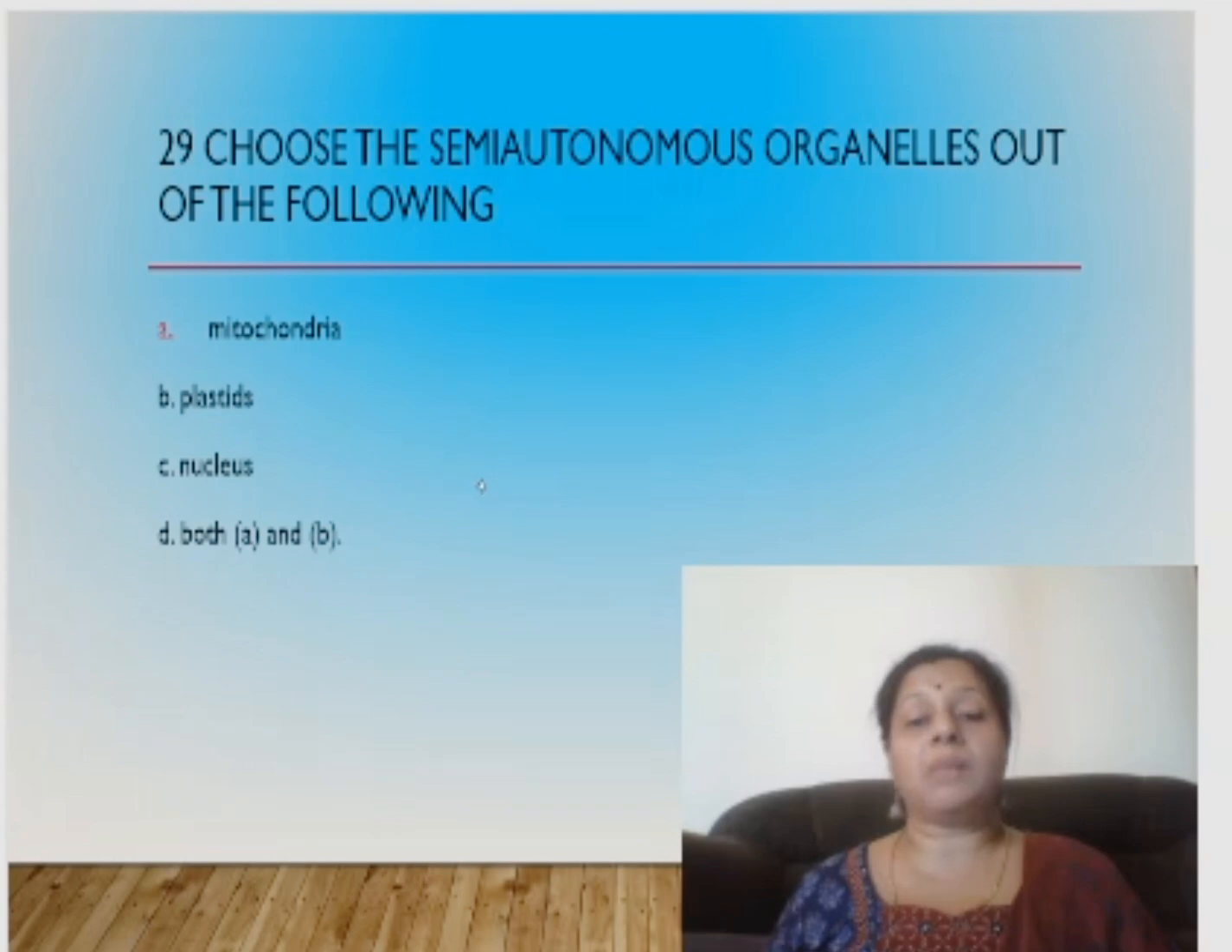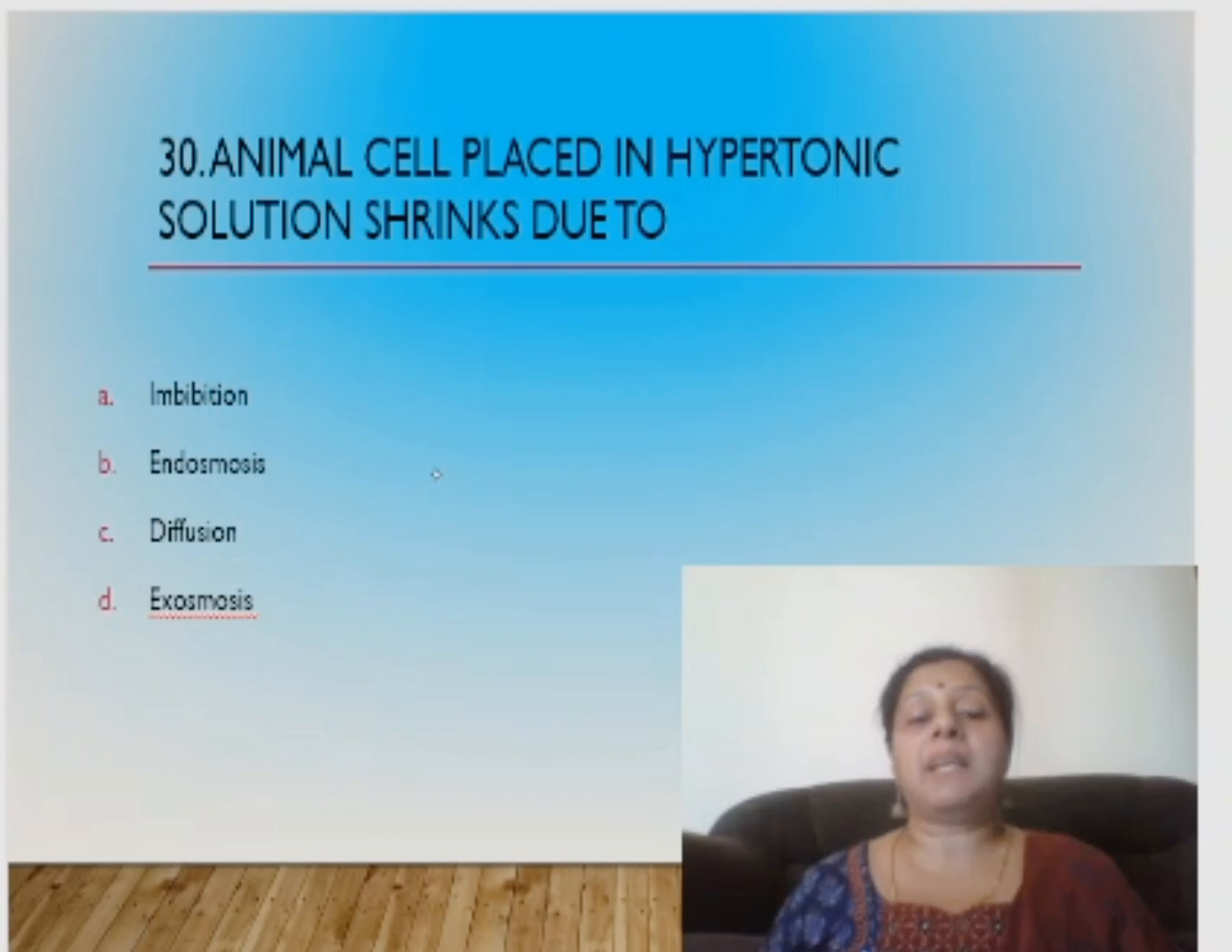The semi-autonomous organelles out of the following. Mitochondria and plastids have got their own DNA and ribosomes, so they can divide themselves. So that is both A and B. Animal cell placed in hypertonic solution shrinks due to exosmosis. Movement of water outside the cell is called a exo, and coming inside is called a endo. So when it is placed in a hypertonic solution, water will move out, exosmosis. As a result, the cell shrinks.